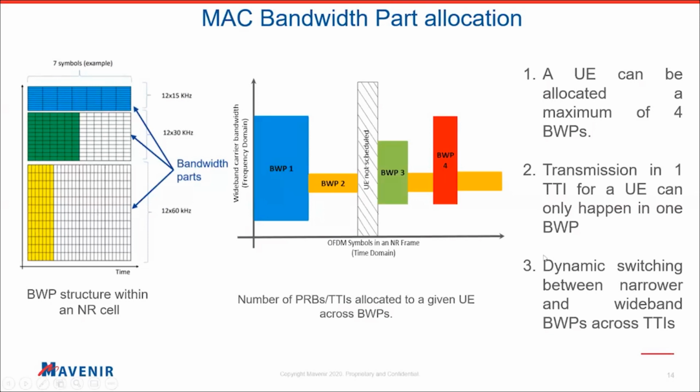Now if you see here, across time the user is getting scheduled onto 4 bandwidth parts. In the second diagram, across time the user can get scheduled over 4 bandwidth parts. The first bandwidth part has more PRBs, the second bandwidth part has fewer PRBs scheduled for the user, the third bandwidth part has a little more, and the fourth bandwidth part has a little shorter time but more resources. So this is again vendor proprietary implementation of resource allocation.